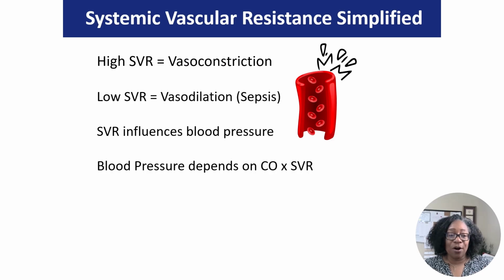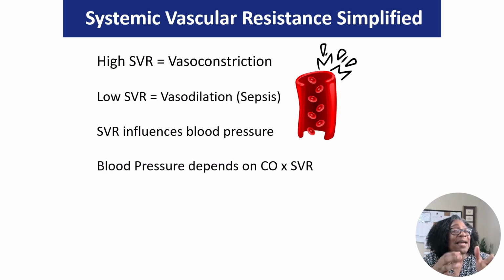Now let's move on to SVR. So SVR is systemic vascular resistance. If the SVR is elevated, that means that the vessels are too tight, that the vessels are constricted. There's vasoconstriction going on, and that's going to cause the pressure to increase. And then that means the heart has to work harder to push through those constricted vessels.